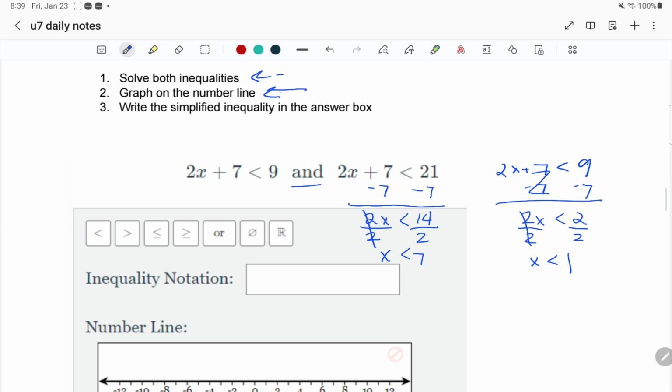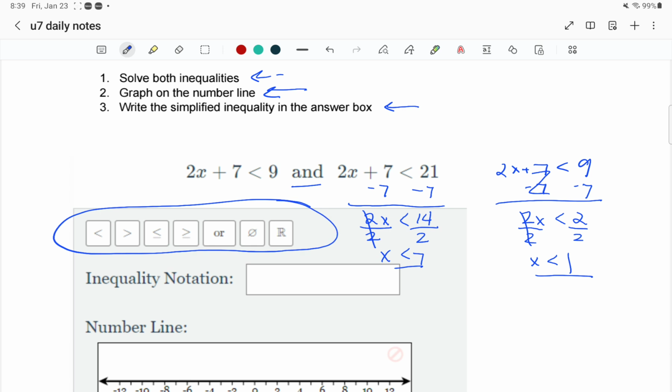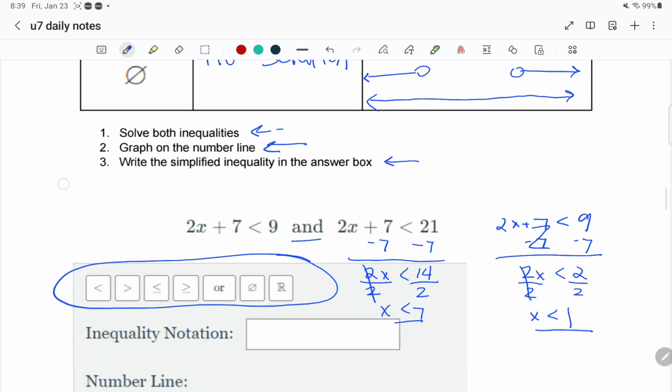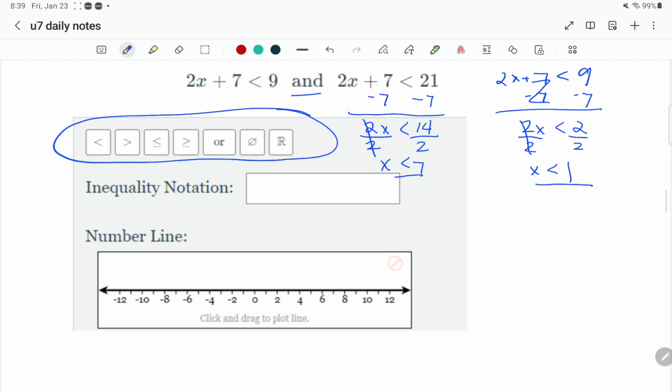Step 2 is graph on the number line, and then we write the inequality. Because if we just said this and this, first of all, notice you don't have an and button, so it's going to look different than it started. And second of all, remember, we don't know what it looks like yet. We don't know what we're keeping. If we're going to get rid of some stuff, then we might get rid of an inequality. So let's graph it and see what happens.